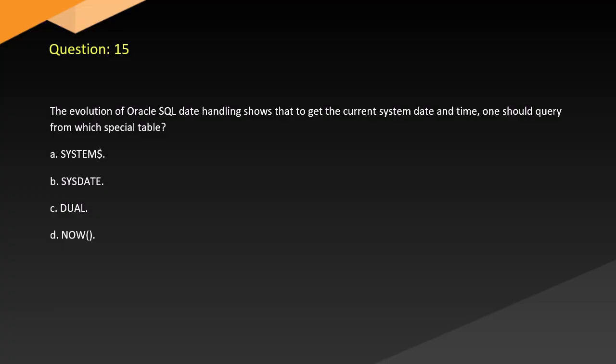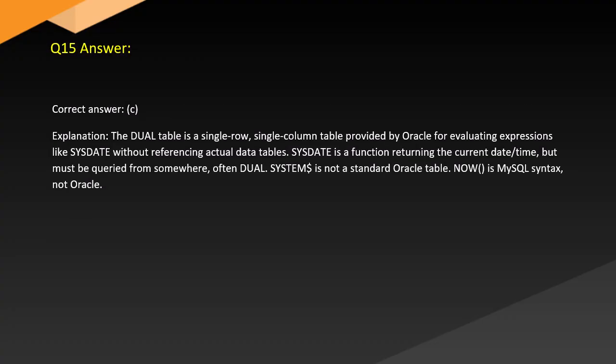Question 15. The evolution of Oracle SQL date handling shows that to get the current system date and time, one should query from which special table? A, system. B, sysdate. C, tool. D. Answer. Correct answer, C, explanation.